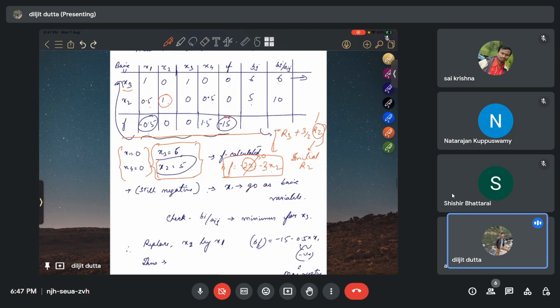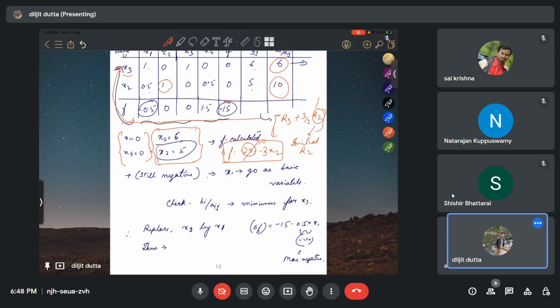Now we will see if we can further improve this solution. Yes, we can further improve, because you can see there is again a negative coefficient corresponding to x1. x1 is the non-basic variable, and there is a negative coefficient in the objective function corresponding to it. So we have to bring x1 into the basic variables, and to do that, again we will see bi by aij. For the first row it is 6 by 1, that is 6, and for the second row it is 5 by 0.5, that is 10. So x1 will come in place of x3 as the basic variable.